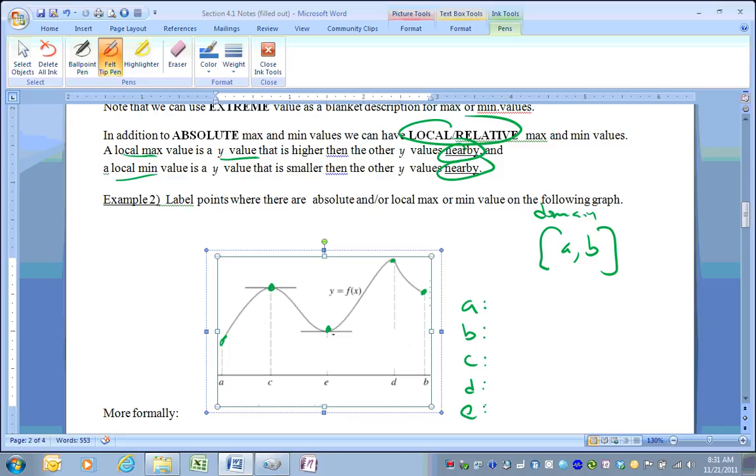Starting with A. What would you call A? First of all, is it a high point or a low point? It's a low point. Because it's clearly when you move past A, it starts getting higher, right? Is it the lowest possible point in our domain? Yes, it is. So that's an absolute min.